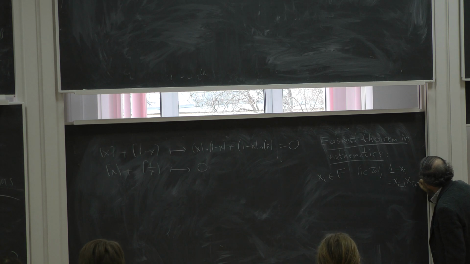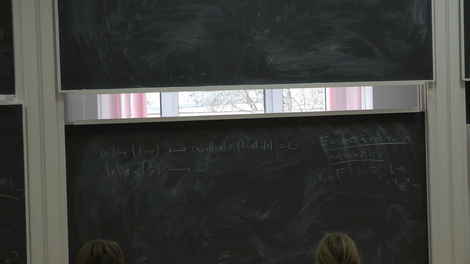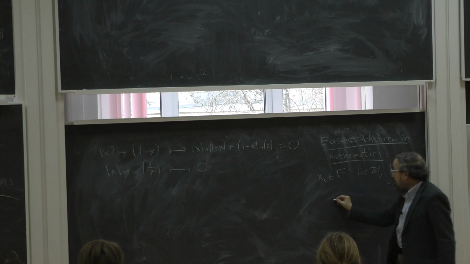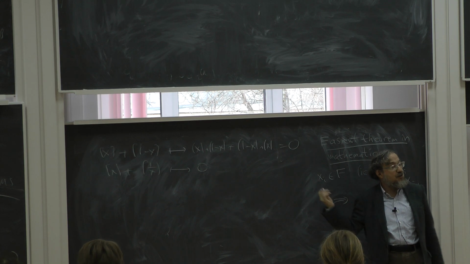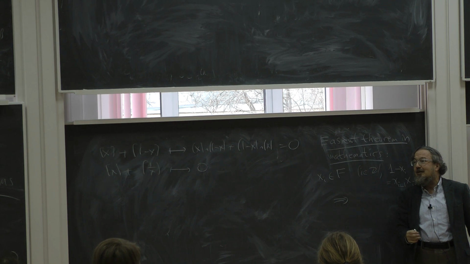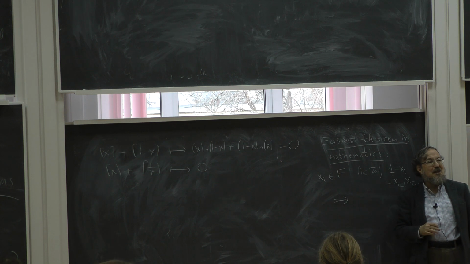Put them in order. So 1 minus xi is xi minus 1 times xi plus 1. Then, who knows the theorem? That's the hypothesis. What's the theorem? You know, of course. No cheating.